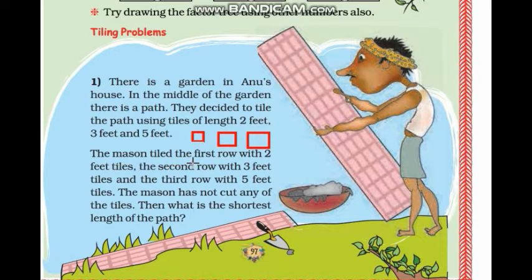The mason tiled the first row with 2 feet tiles, the second row with 3 feet tiles and the third row with 5 feet tiles. In this way he tiled the path. The mason has not cut any of the tiles, then what is the shortest length of the path? So children, can you tell me what we have to do here? Here what is written? The shortest length of the path.